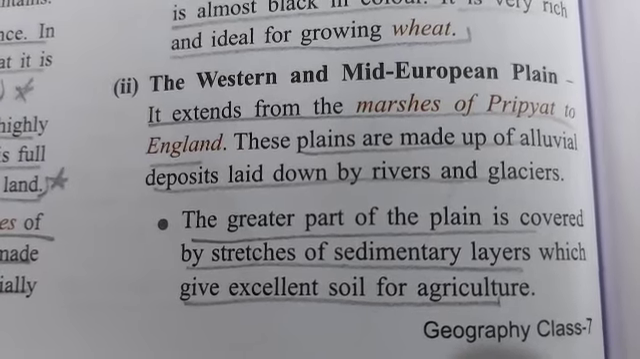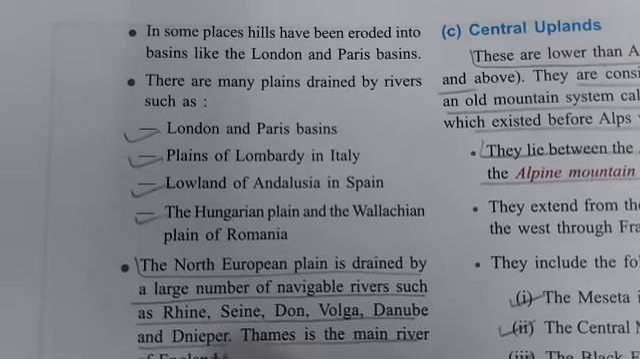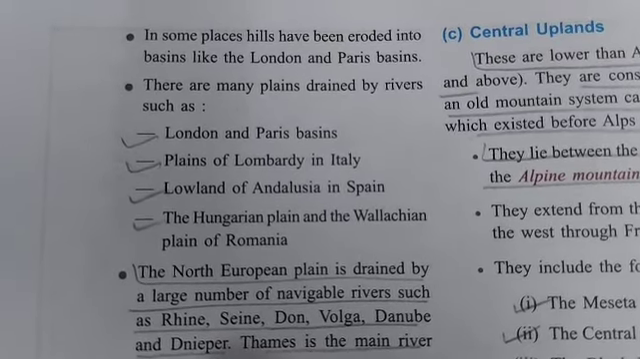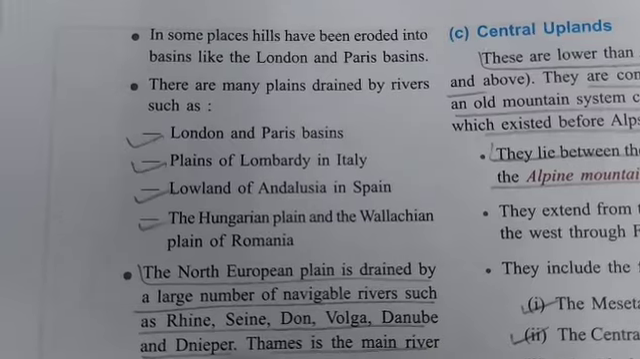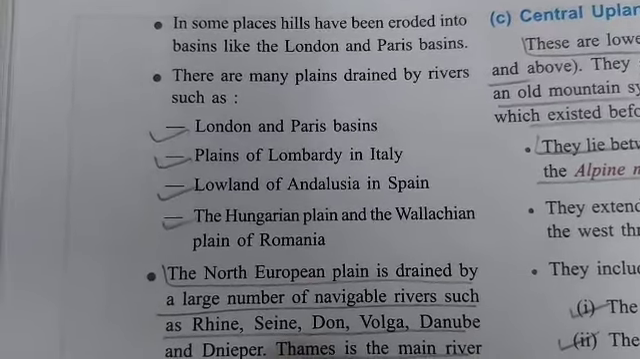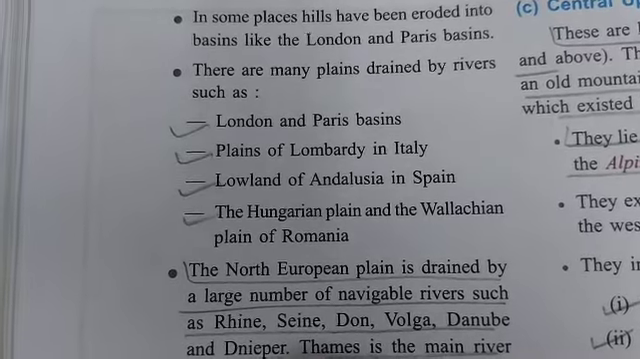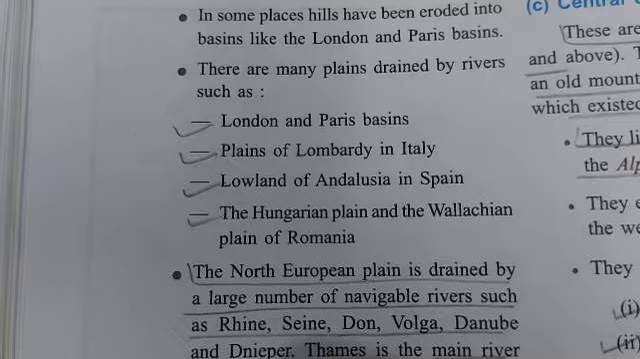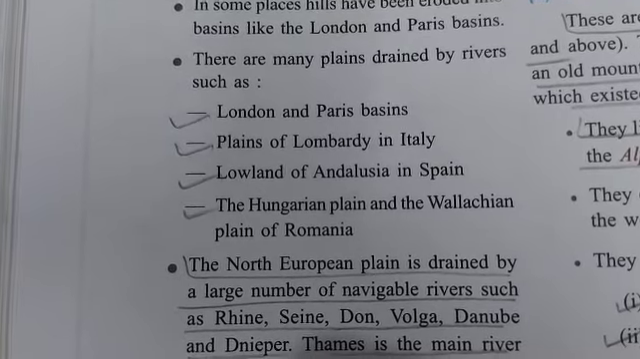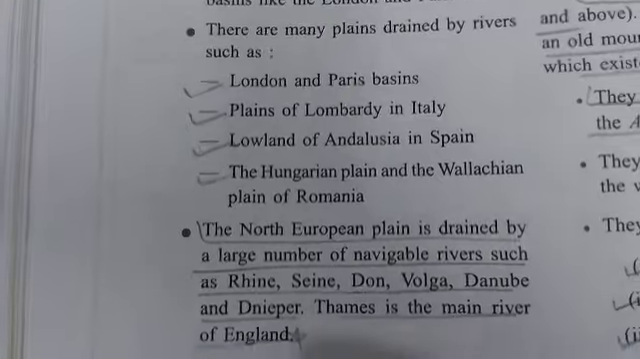Now let's see what is given next. In some places, hills have been eroded into basins like the London and Paris basin. There are many plains drained by the rivers such as London and Paris basin, plains of Lombardy in Italy, lowland of Andalusia in Spain, Hungarian plain and Wallachian plain of Romania. Simply give it a tick mark.